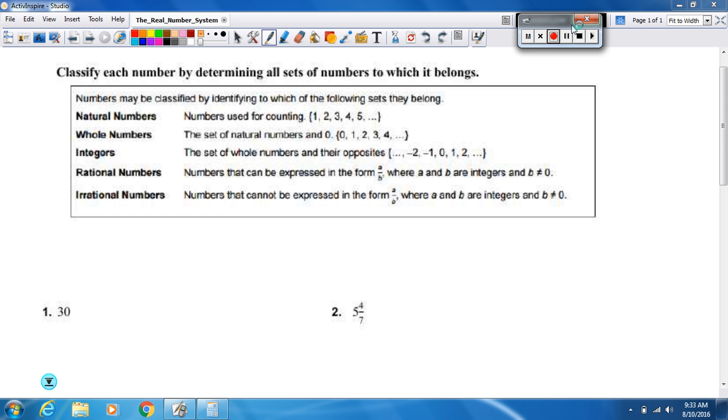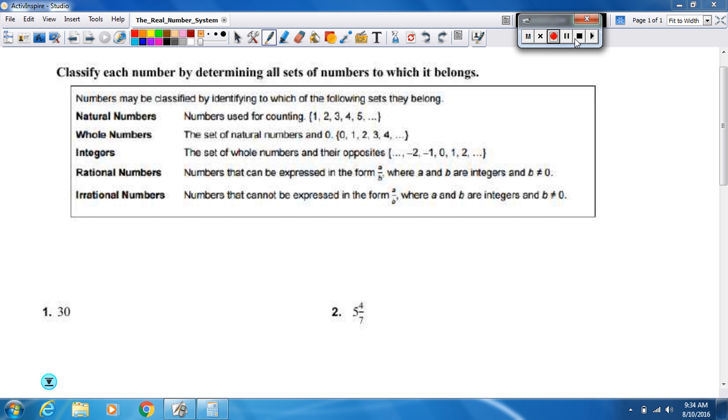Now we're going to talk about classifying a number by the number system to which it belongs. Natural numbers are used for counting: 1, 2, 3, 4, 5. Whole numbers include all the counting numbers and 0. Integers are the numbers that you would normally think you would see on a number line. They are not fractions or decimals, but they can be positive and negative.